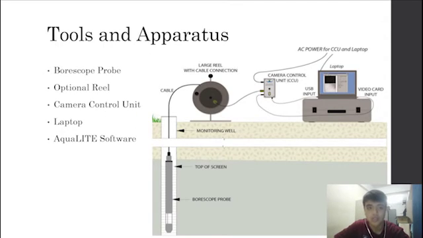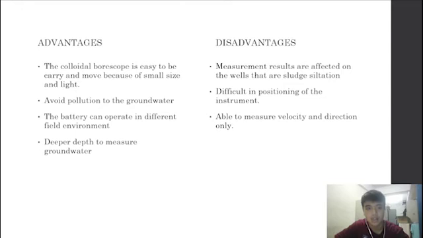The instrument tools and apparatus are the borescope probe, optional reel, camera control unit, laptop, and Aqualite software. The advantages of this instrument are that it is easy to carry and move because it is small in size and light compared to other instruments, it does not pollute the groundwater, and the battery can operate in different field environments and can measure deeper groundwater compared to the old version of the borescope.